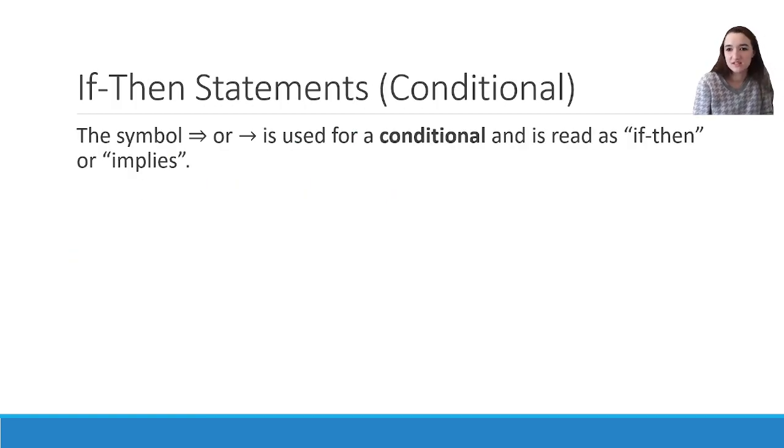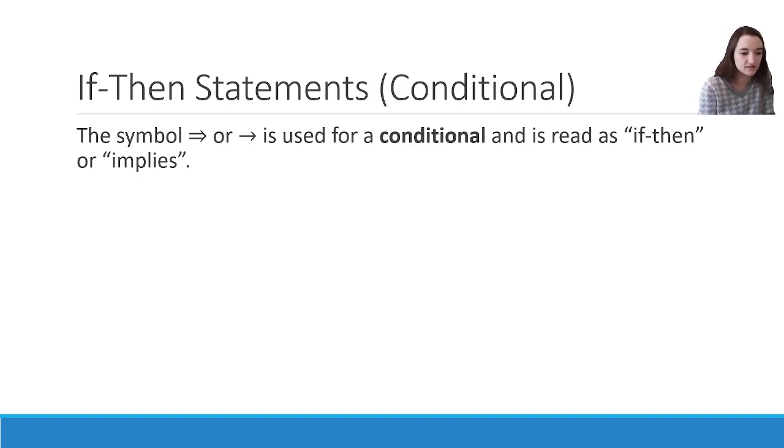Next, we have the if-then statements. If-then statements are kind of the trickiest of all of our types of statements because they are the only type of statement where the direction really matters of what comes first and what comes second. We'll really get into that a little bit later, but first we use an arrow symbol. When I say direction, I mean what direction is that arrow pointing? This is going to matter.